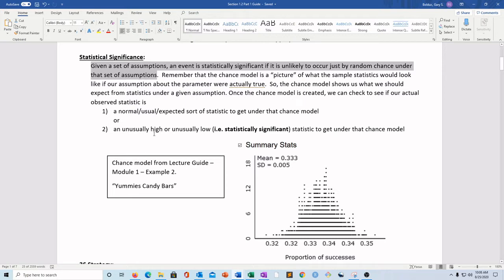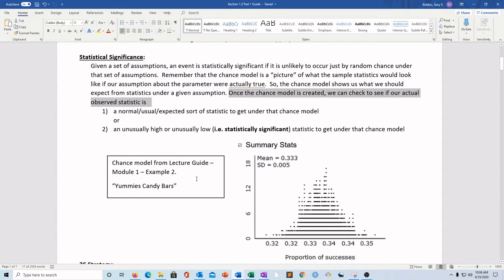So another way to say this, under the chance model, so I'm looking at this line right here, under the chance model, these pictures we've created, if our actual observed statistic, so the number we got from actually digging in, grabbing data, if that is unusually high, so data points over here that we've been trying to point out, or unusually low, so again data points over here outside the pattern, we call that statistically significant. That's your idea of statistically significant.